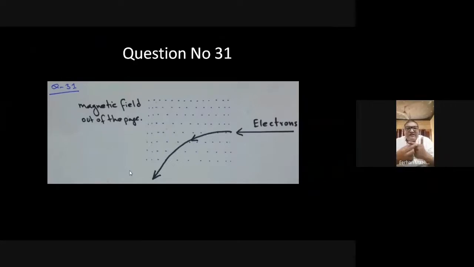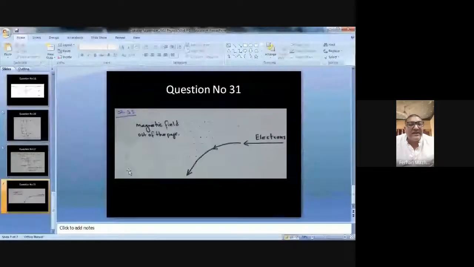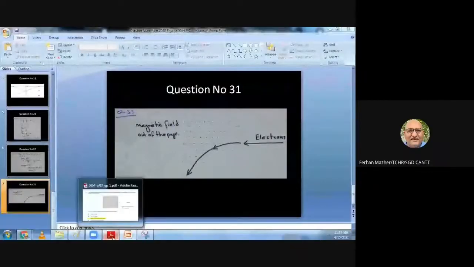The magnetic field is coming out of the paper. This finger is coming out of the paper, and this is the conventional current. Then my thumb is pointing downward. It means the electrons will be bent towards the bottom of the page. So this is how you do it. A little tricky thing. Let's go to the next question.